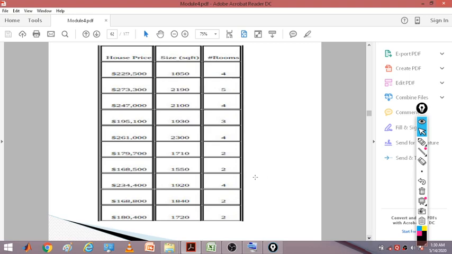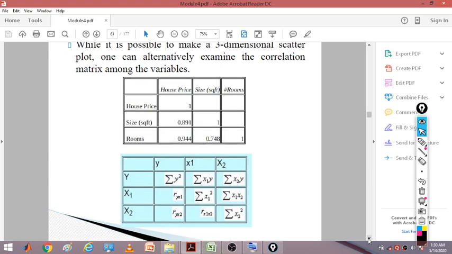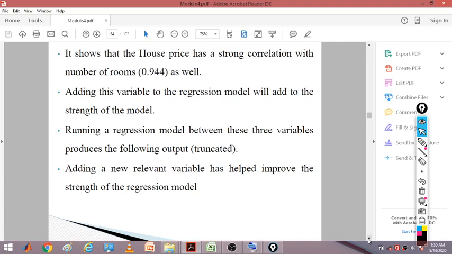Now this is your target variable again, and instead of having one feature you are having two features, that is the size and the rooms. For that it is also possible to make a three-dimensional scatter plot, and one can alternately examine the correlation. You again have certain formulas, and using these formulas you can define the equation for a three-dimensional parameter.